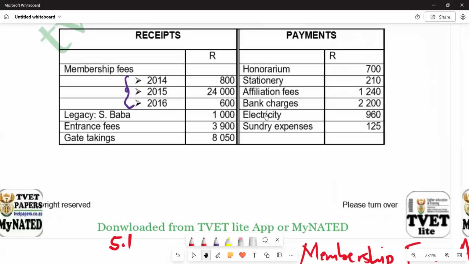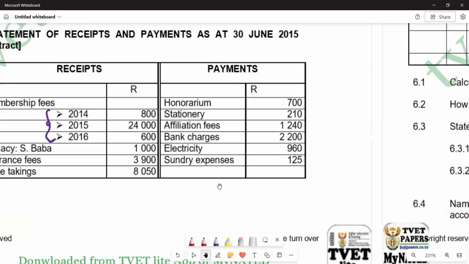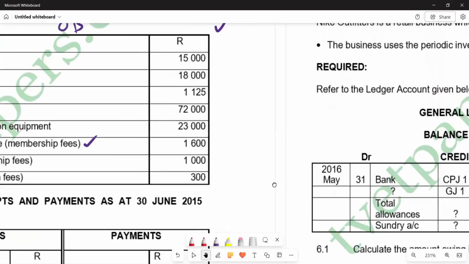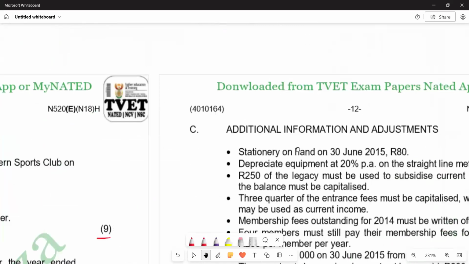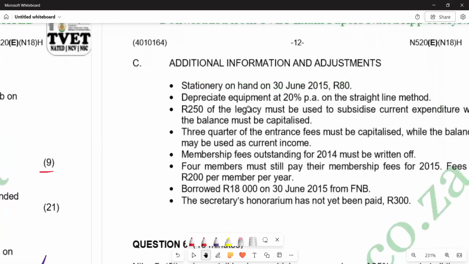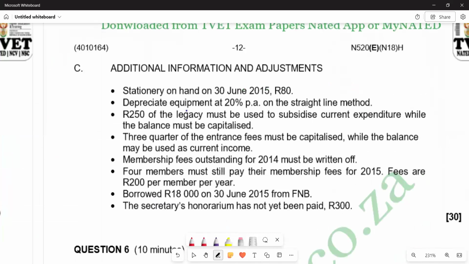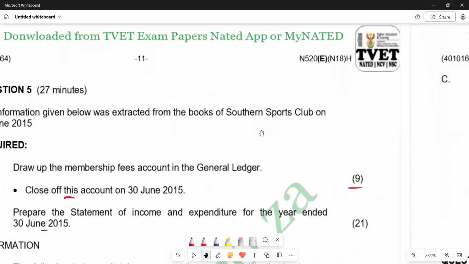Right. On other entries, we now go to the additional information. That's where we are going to get other entries that need to be adjusted in the membership fees account. So we can go item by item, trying to see what is affecting our membership fees account. Let's start with this point, which says membership fees outstanding for 2014 must be written off. So let's try to find out which membership fees are outstanding for 2014.